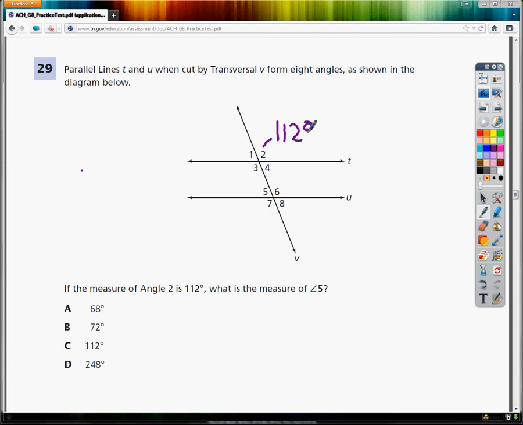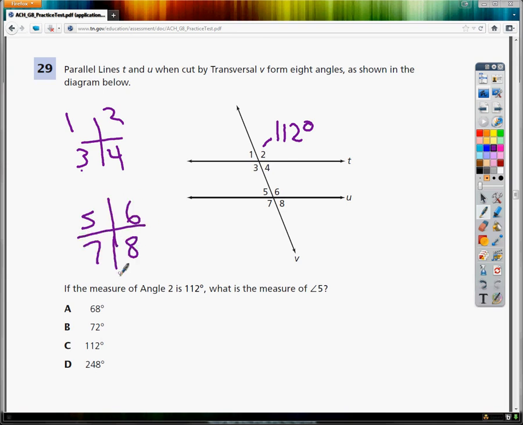There's a couple ways you can go about doing it. If you know anything about how parallel lines and transversals work, they sort of make like little pluses. Anything in the same basic area of the plus are congruent. Those are called corresponding angles. So I've got like this little plus up here of 1, 2, 3, and 4, and then I've got the same plus down here, 5, 6, 7, and 8.